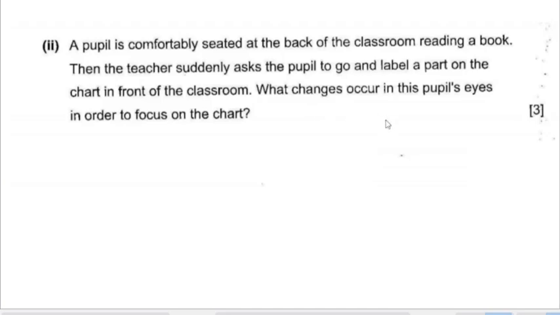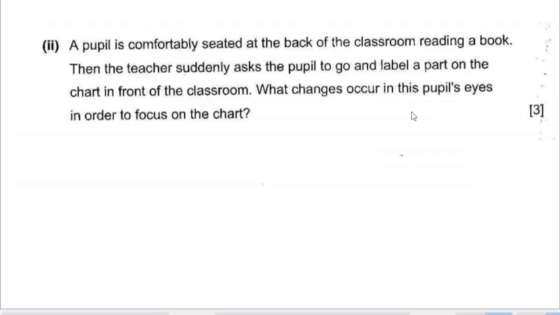So this question is talking about accommodation of the eye. And accommodation of the eye, we know that this is just the viewing of objects that are near or distant. So what has happened here is a pupil sitting at the back of the class, and the teacher displayed a chart in front. After some time, the teacher called this pupil to go and label a part on the chart in front of the classroom, meaning that the pupil had to move from the back going to the front.